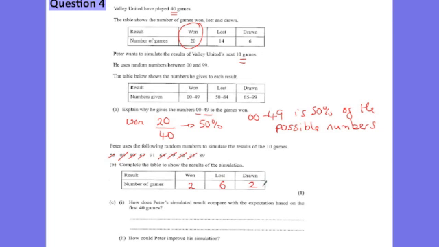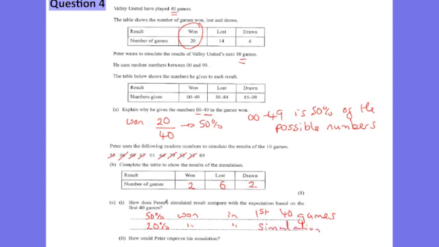We're asked, how does Peter's simulated result compare with the expectation based on the first 40 games? Well, it doesn't look very good because we've just worked out that in the first 40 games, the win was 50%. Now looking here at the simulation, we have only 20%. 2 out of the 10 here, 20% wins in the simulation.